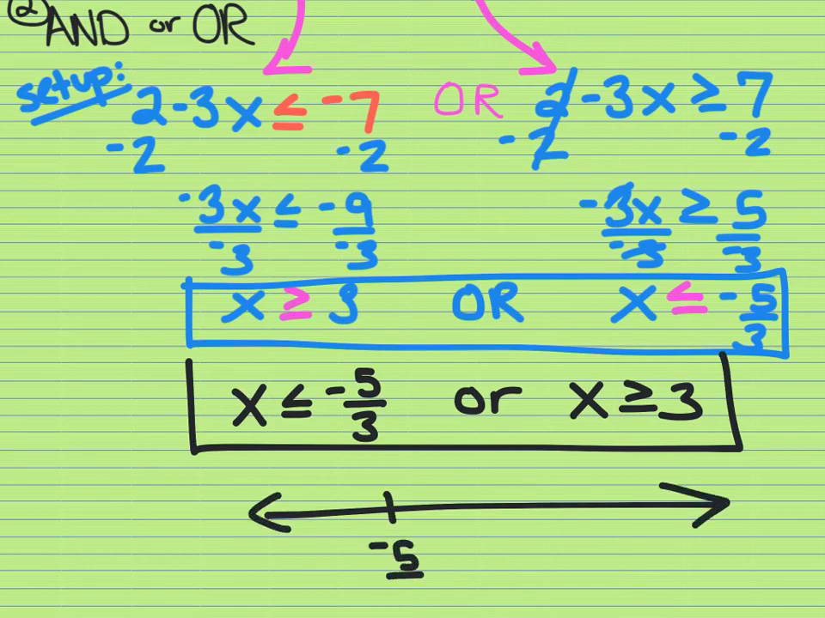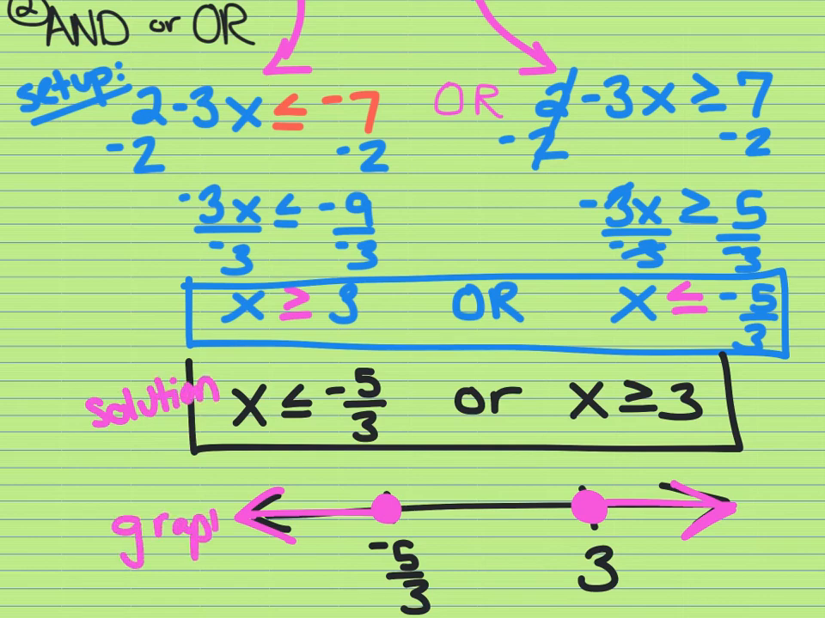It's ranked from least to greatest. 3 over here, and it would be a closed circle. I shade to the left for less than or equal to that value and to the right for greater than or equal to. So again, I'll Get More Math. This box is my solution, and this is my graph.